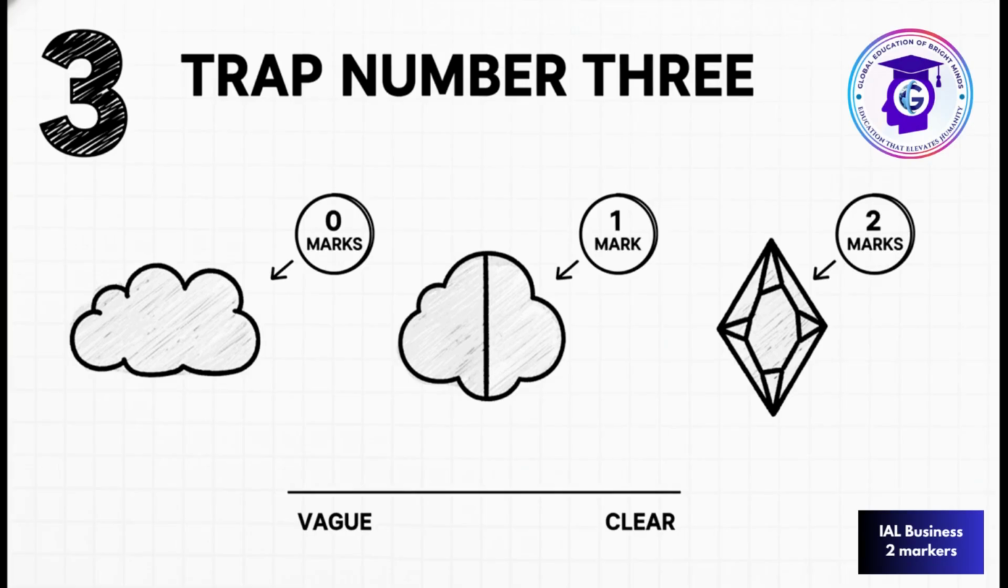See, the mark scheme is structured really simply. A full, complete understanding gets you the full 2 marks, a partial or incomplete understanding gets you 1, and a vague answer that doesn't really say much gets a big fat 0. You have to be precise and complete.